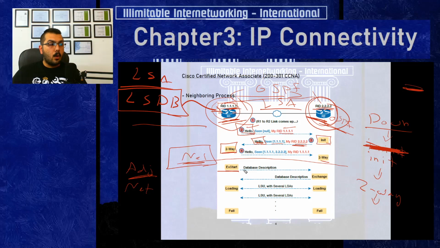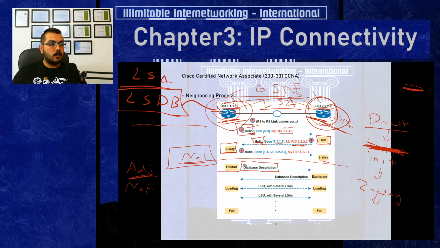Xstart happens when a DD, or database description message, is sent from the first router to the other. A database description describes to the other router the content of its database, and waits for the other router to do the same and reply with the same information it has, because I have told you everything about me.